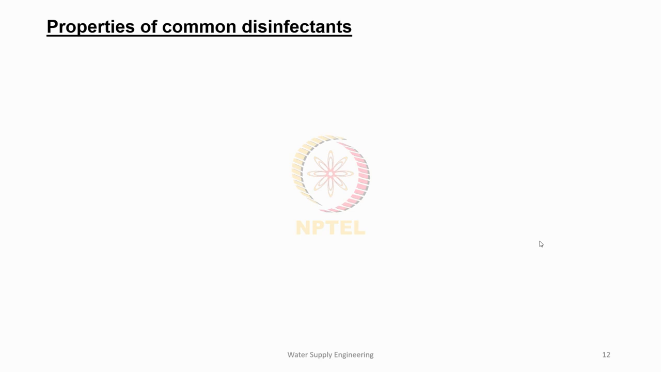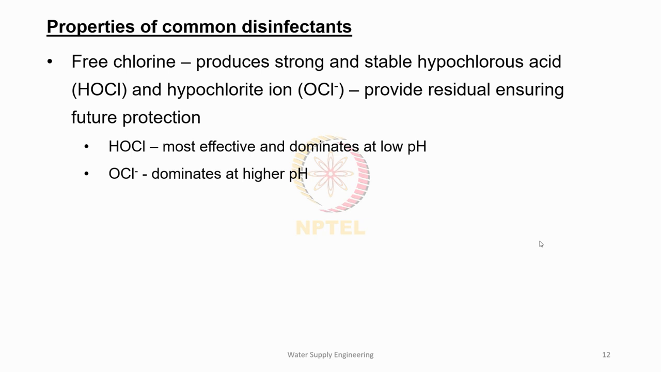So, the properties of common disinfectants. There are certain compounds that we use as common disinfectants. We will see the properties of each of them. The first one is free chlorine. Free chlorine will produce strong and stable hypochlorous acid, HOCl, and hypochlorite ion, that is OCl minus, and both of these will provide residual protection, ensuring protection from future contamination.